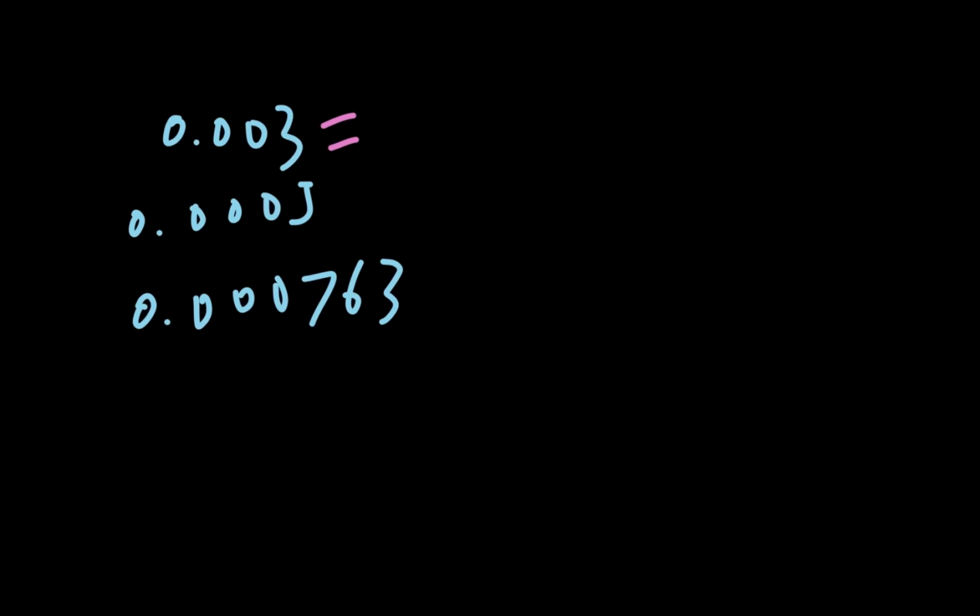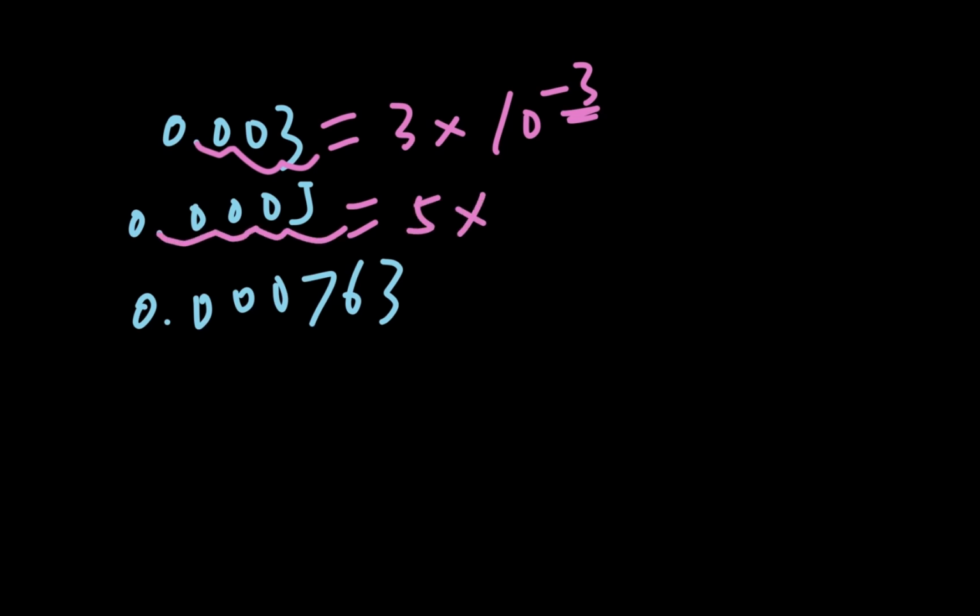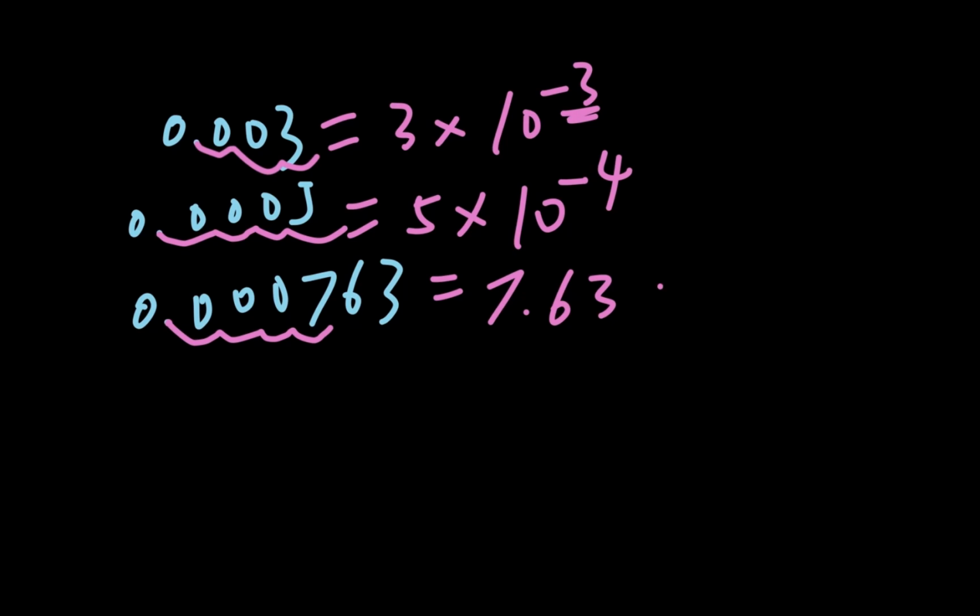So the first one, we're moving the decimal place 1, 2, 3, 3 places. So it should be 3 times 10 to the negative third. Remember, the exponent should always be negative for a really small number. Now the second one, so 1, 2, 3, 4. So 5 times 10 to the power of negative 4. The last one, the decimal point is right here. And 1, 2, 3, 4. So we move the decimal place 4 times, and we're going to get 7.63 times 10 to the power of negative 4.